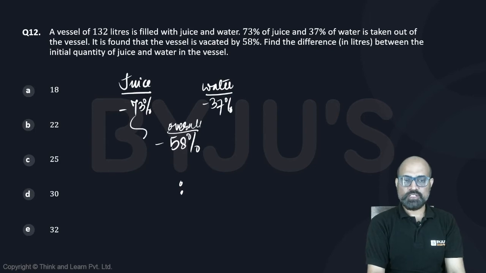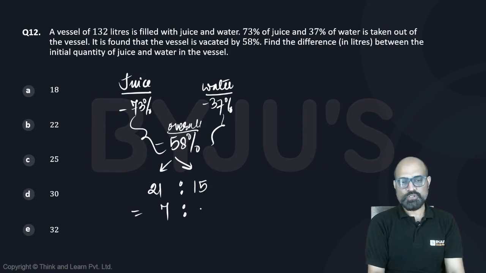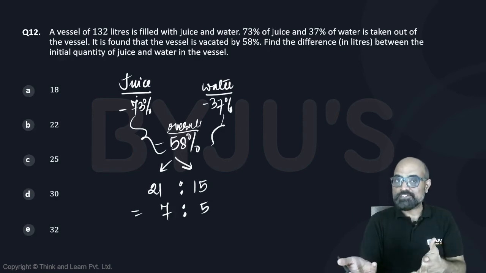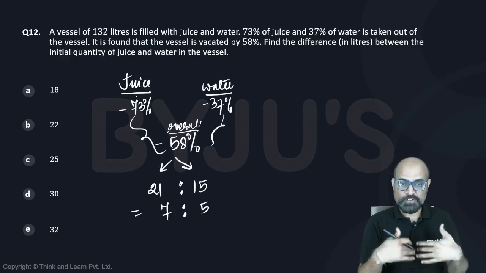Using alligation, 73 and 58 are at a gap of 15, and 37 and 58 are at a gap of 21. So it is in the ratio 7:5. That means juice is 7 liters, water is 5 liters, or juice is in the table of 7, water is in the table of 5.